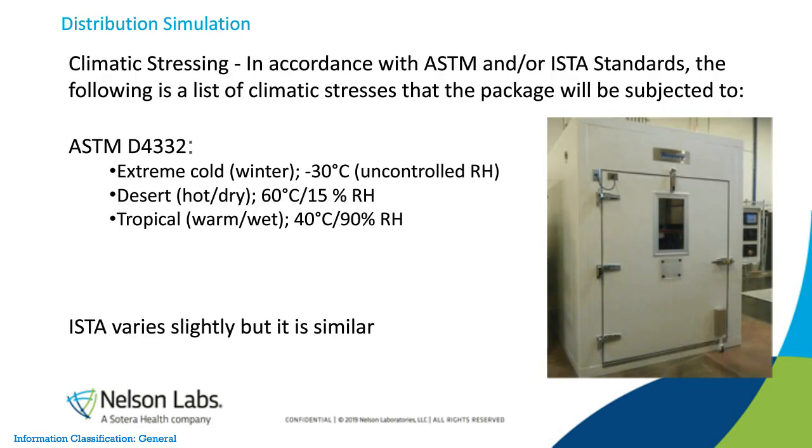Climatic or environmental stressing mimics the temperature extremes that can be seen by packages as they're transported. Special programmable incubators, which can cycle from one extreme to another, are used to condition the packages. There's a pretty long list of options, but the three most common are cold, tropical, and desert. Cold is minus 30 degrees centigrade with uncontrolled humidity. Tropical is 40 degrees centigrade and 90% relative humidity, so that's hot and humid. Desert is 60 C and 15% RH, which is hotter and dry.